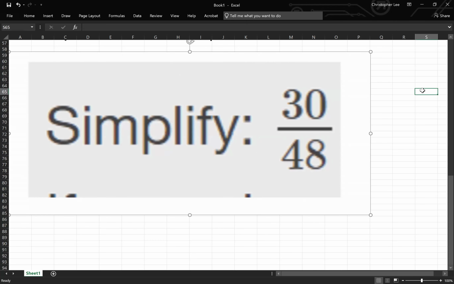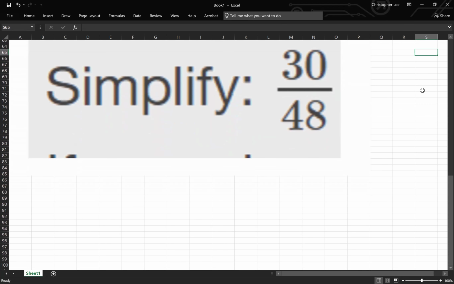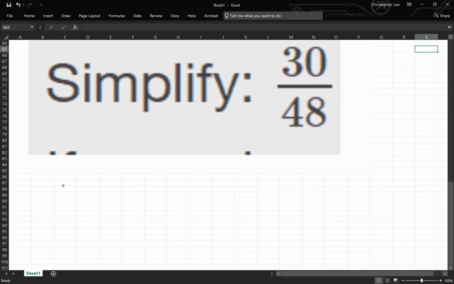Let's look at what we're getting into today. This question says simplify. I have 30 over 48. How do I do this? I have 30 over 48. What do I do? I want to simplify it. So how do I simplify a fraction?